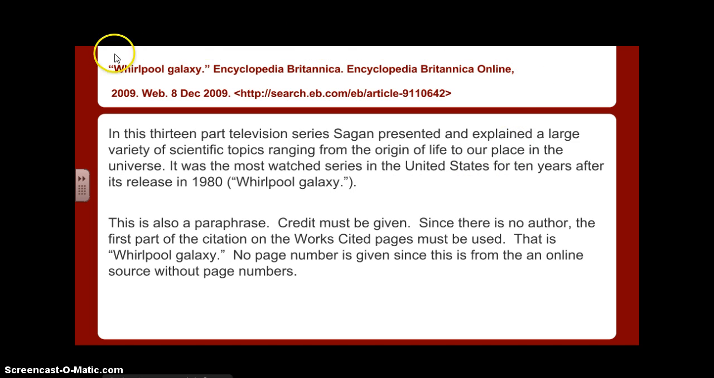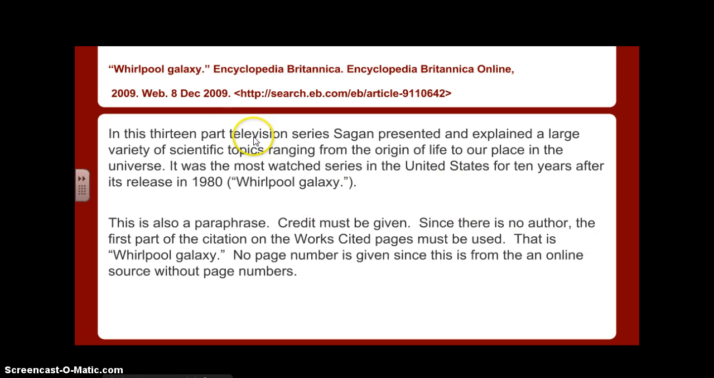Again, text on the works cited page. This one is double spaced, but this line should be indented. And we can tell that this is from a website. So here is the text. In this 13-part series, Sagan presented and explained a large variety of scientific topics ranging from the origin of life to our place in the universe. It was the most watched series in the United States for 10 years after its release in 1980. Again, a paraphrase, and credit must be given.